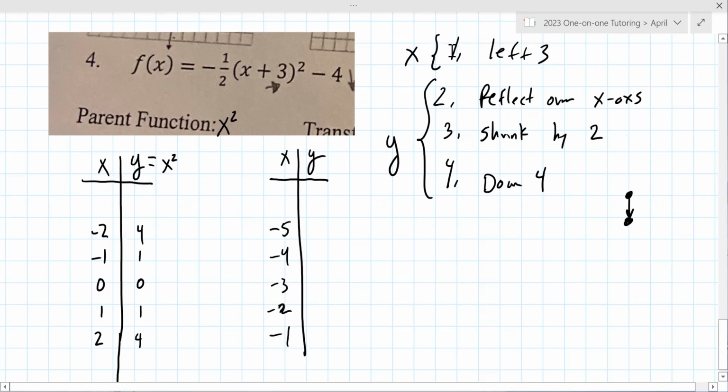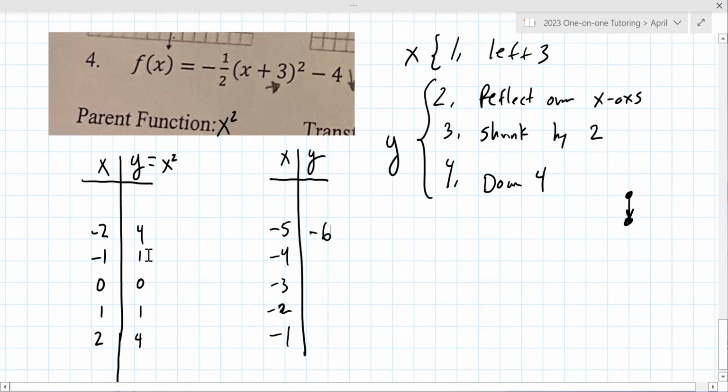For y, this is where it gets complicated. You first negate it, and you divide it by 2, then you go down by 4. So then I would look at 4 as -4 divided by 2, -2, and then move it down by 4, -6. Yes. Okay.